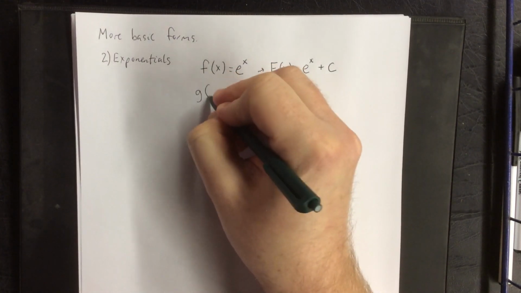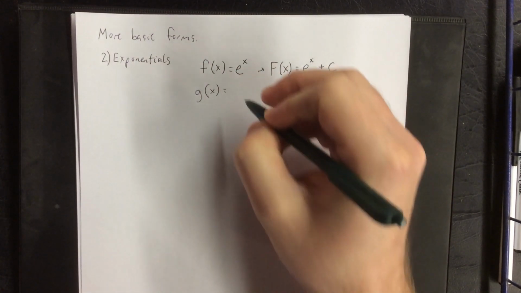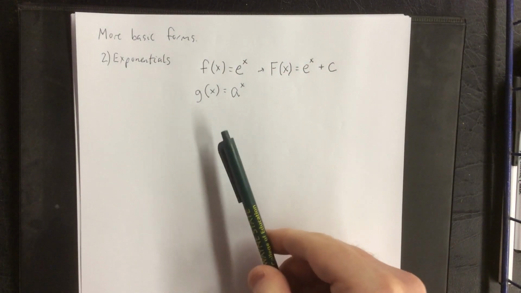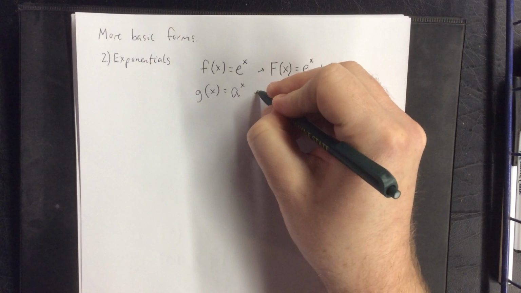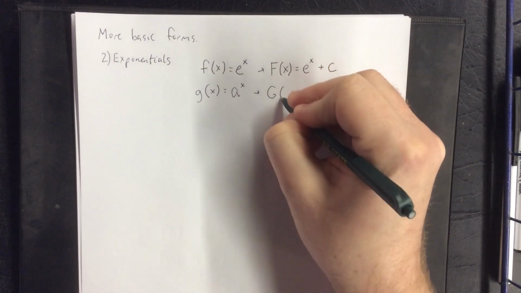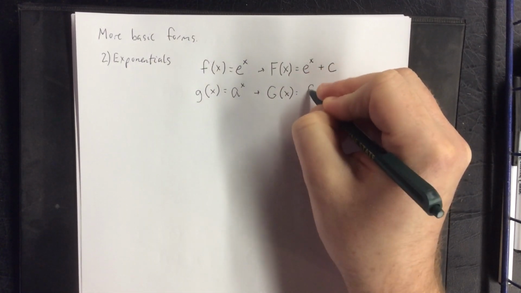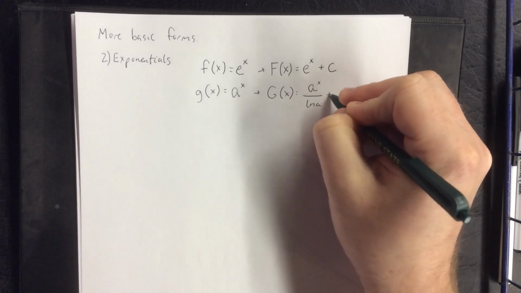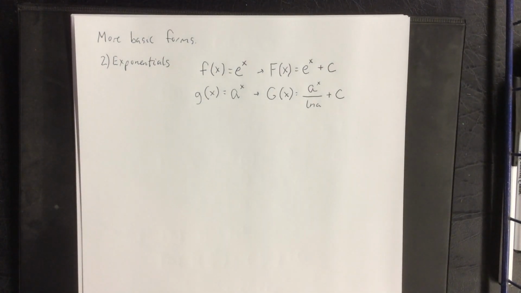For any other exponential, like say a to the x, the derivative would be the same thing but multiplied by the natural log of a. So for an antiderivative, it'll be the same exponential, except we are going to divide by the natural log of a. Once again, we'll keep on that plus c.